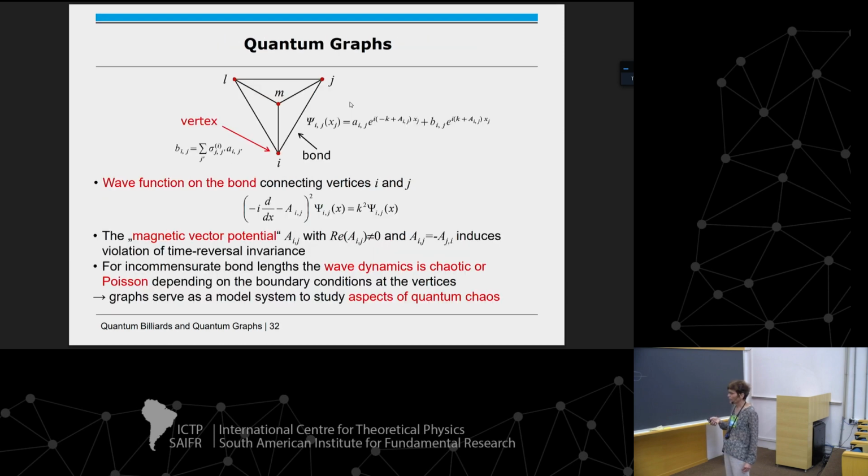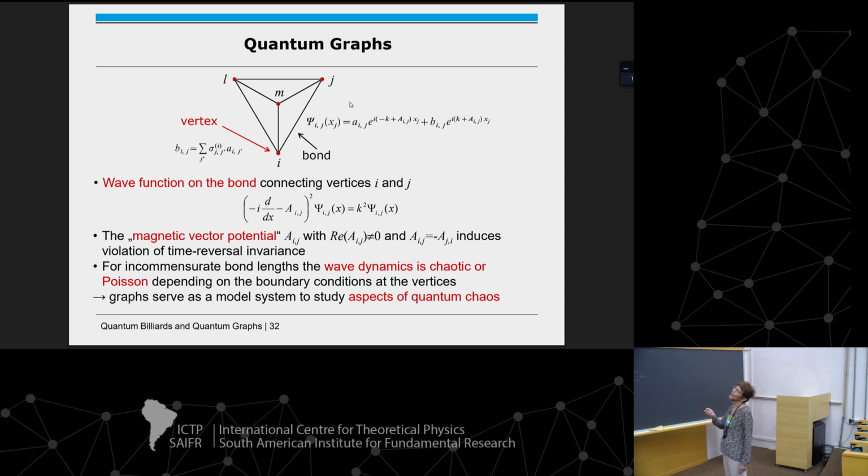So now, in the last half an hour, I will just introduce quantum graphs. This is another type of system which is used to study quantum chaos. It's a very simple system. It consists of vertices that are connected by bonds. This can be interpreted like wires, one-dimensional wires, and in these wires you have the one-dimensional Schrödinger equation.